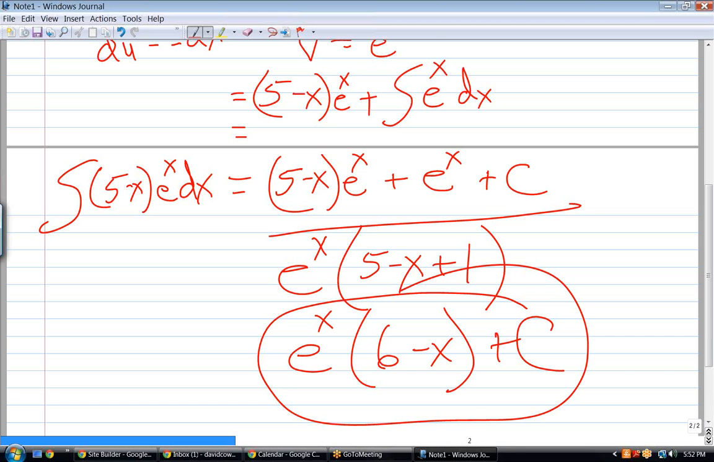You can just hold off this c until you get to the end and add it, because it might be a different c after I factor out an e to the x, but it's still going to be a constant.